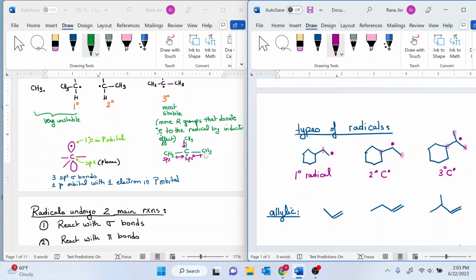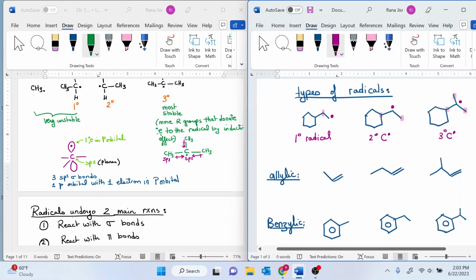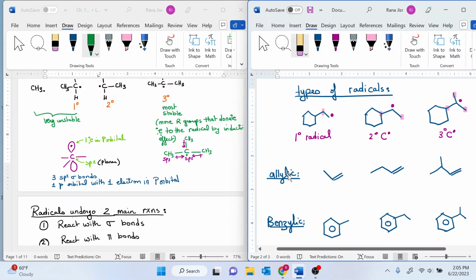And this is the definition of stability. Stability is the electronic distribution throughout the whole molecule. You need an even electron distribution throughout the whole molecule. So the more R groups around the radical, the better. This is why tertiary radicals are more stable than secondary and primary radicals. The other two types of radicals are allylic and benzylic. Now these are very stable because of resonance.